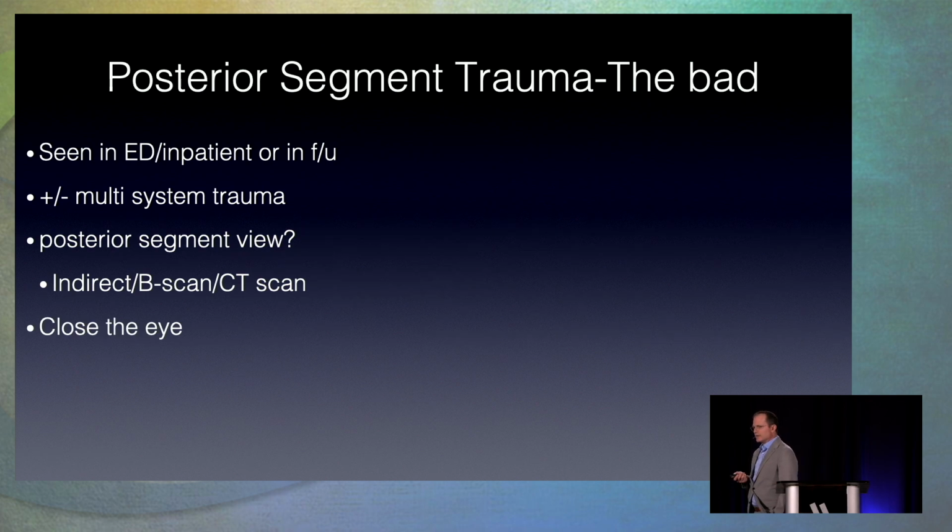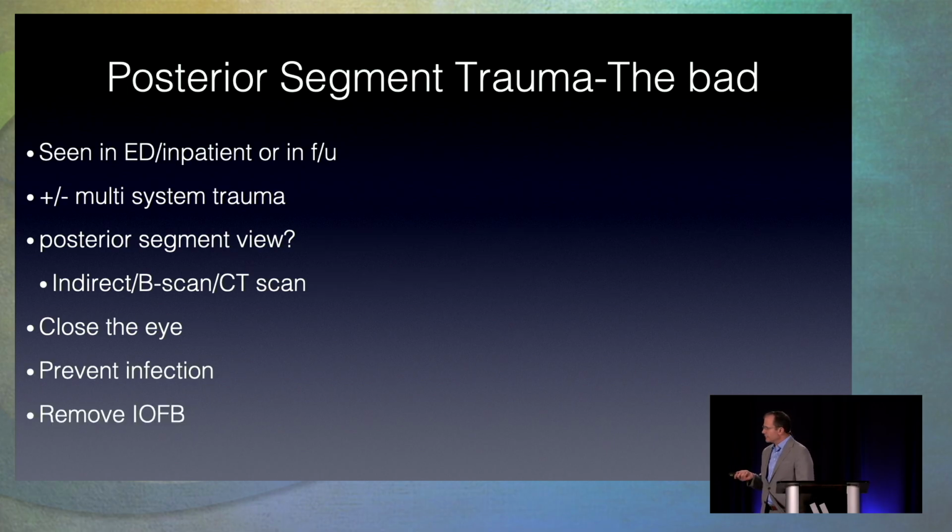I think the goals in these patients, number one, is close the eye if it's open. That's the most important thing, because you want to prevent infection. And then remove the IOFB, and I deliberately put removing the IOFB second. There's pretty good data out of Iraq and Afghanistan that you don't have to remove the IOFB immediately. A lot of these people, they close the eye, give them an intravitreal antibiotic injection, and ship them off to Landstuhl in Germany, where that was the closest retina team.